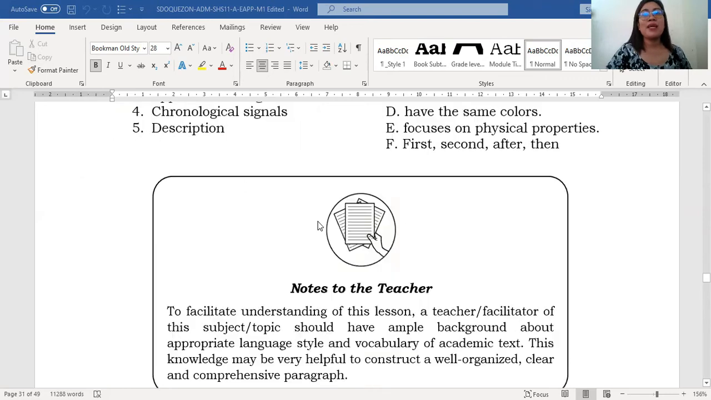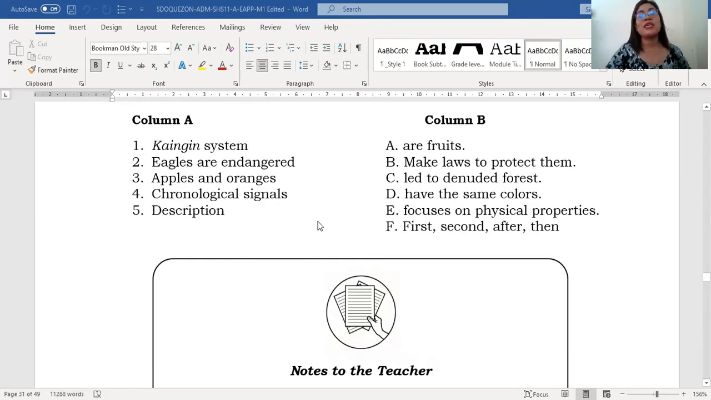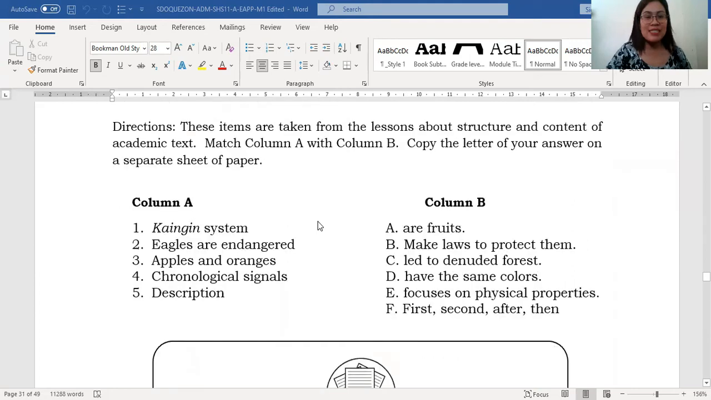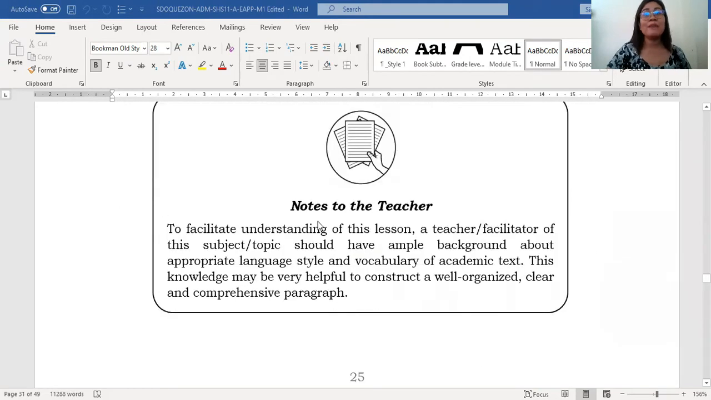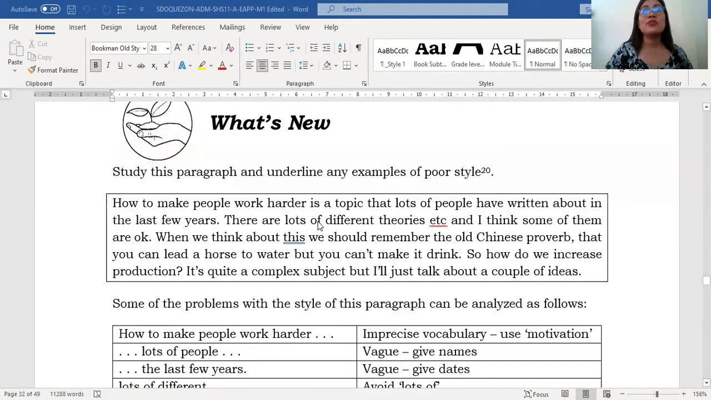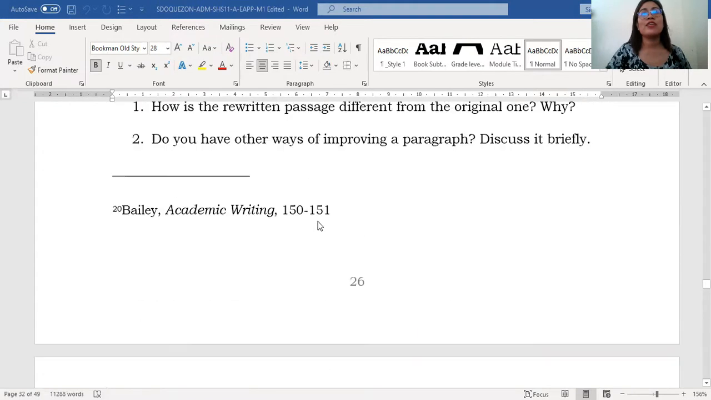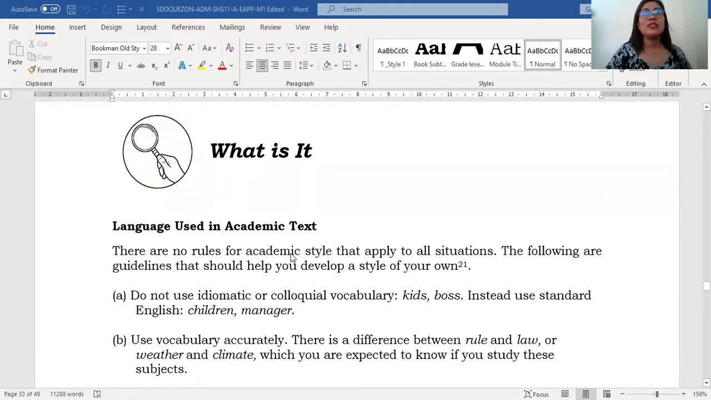This is a matching type test, so it would be easy for you to answer it. You'll just have to look for the structure and content of the academic text needed. And then next one, for what's new, you'll just have to understand the following context or content of the paragraphs. For what's it, you'll just have to understand language used in academic text.